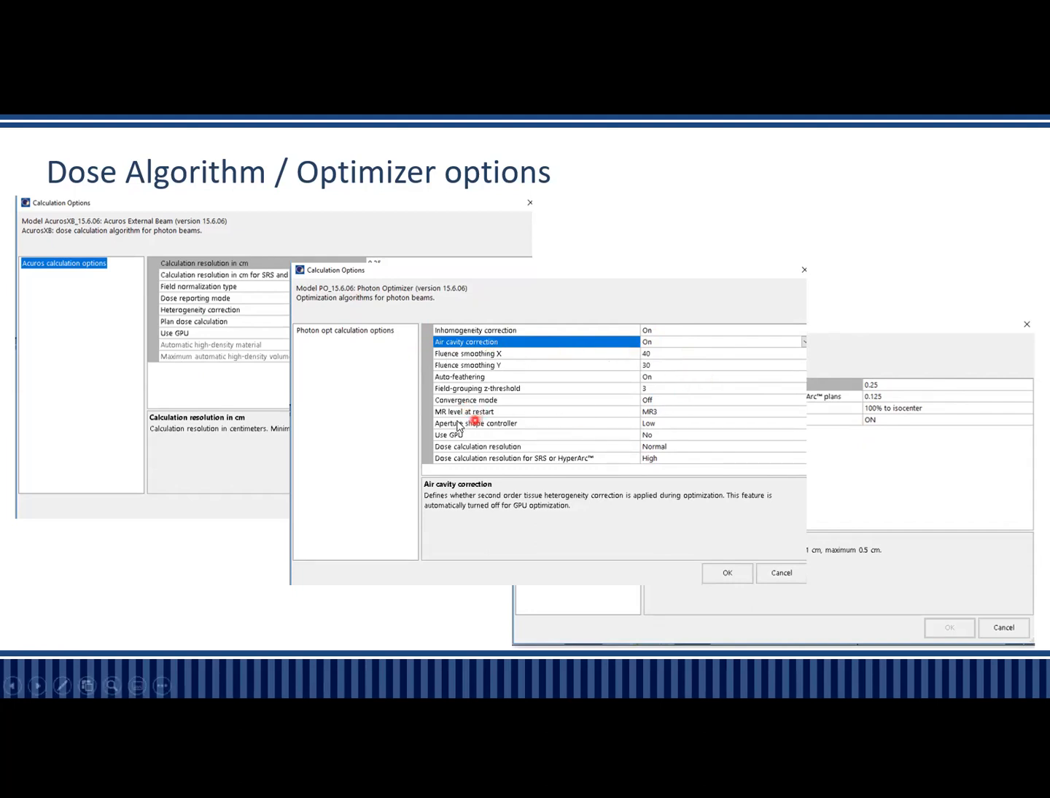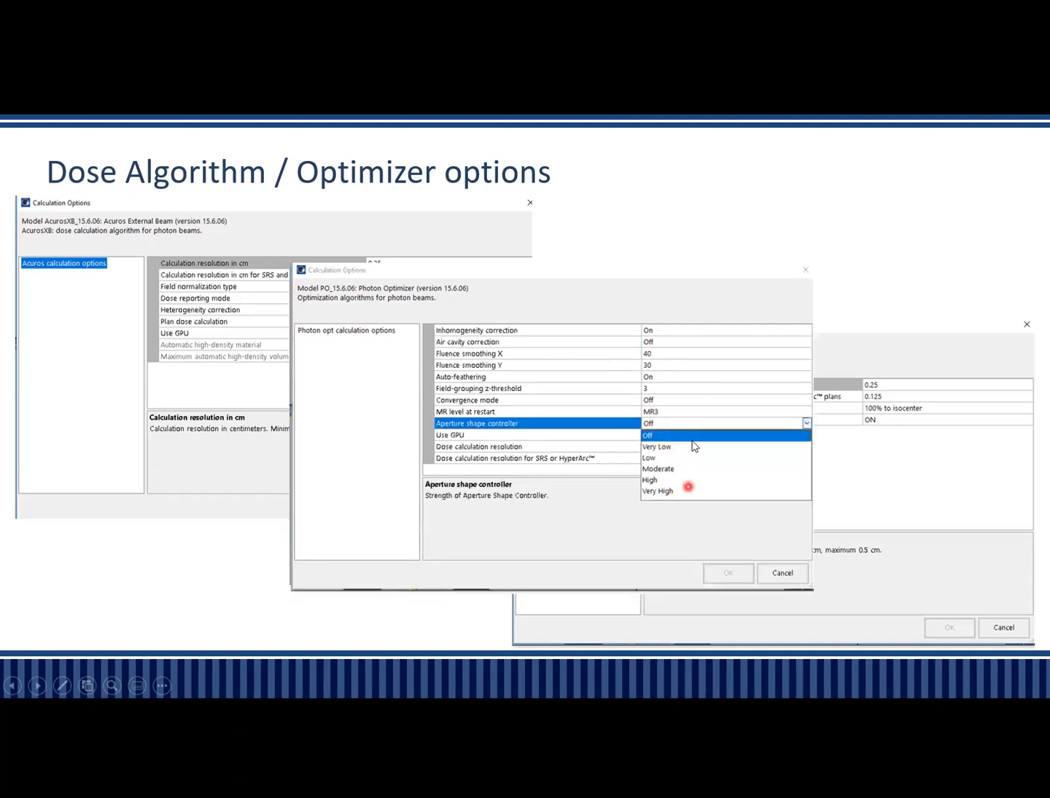You can also explore the aperture shape controller. This works only on a VMAT. The recommendation is to make it low or moderate. There are multiple options, and you can see the details in the Eclipse manual.